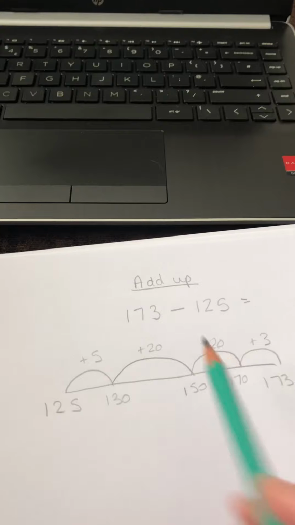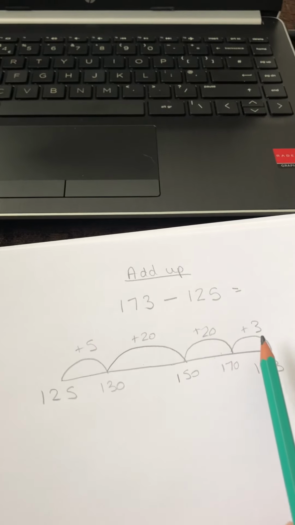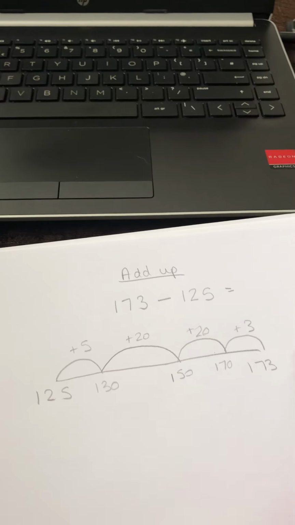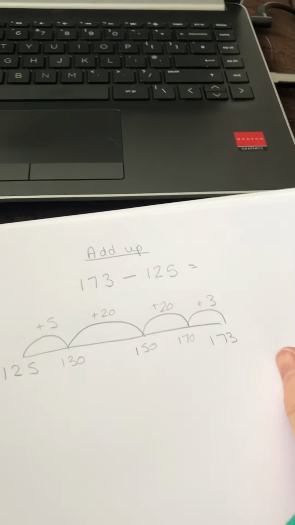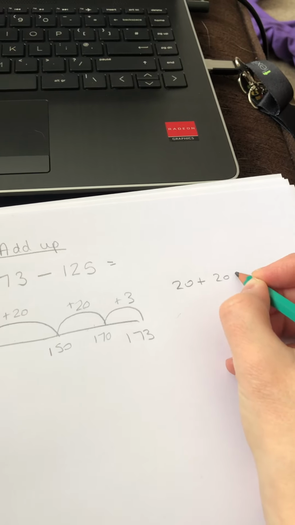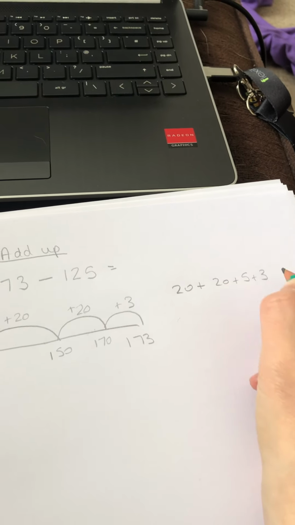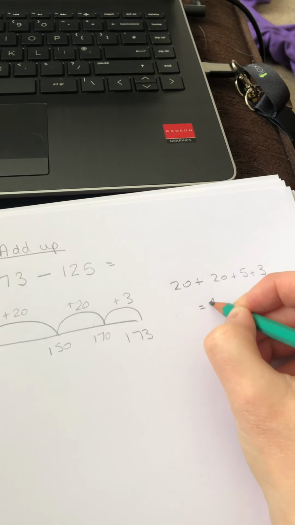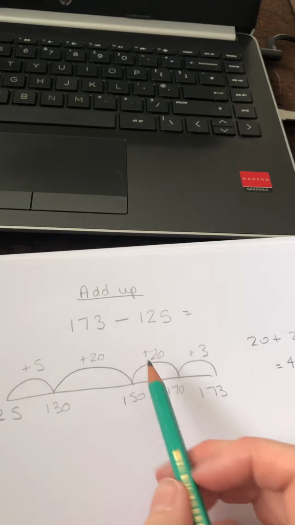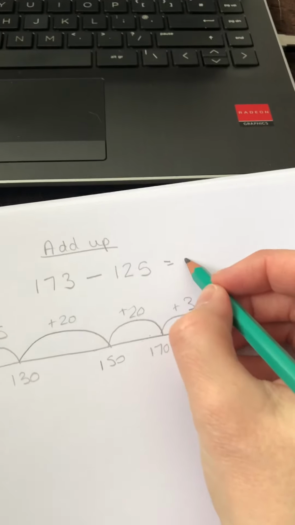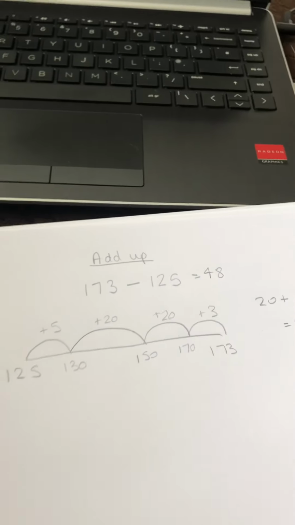Now your answer is going to be the jumps, so let's add up our jumps. So 20, 40, 45 plus 3 is 48. Okay, so 20 plus 20 plus 5 plus 3. That is all the jumps that we did. And if we add all that together, it's going to give us 48. So when we look at it, the difference between these two numbers is 48, and that is how the add up strategy works.